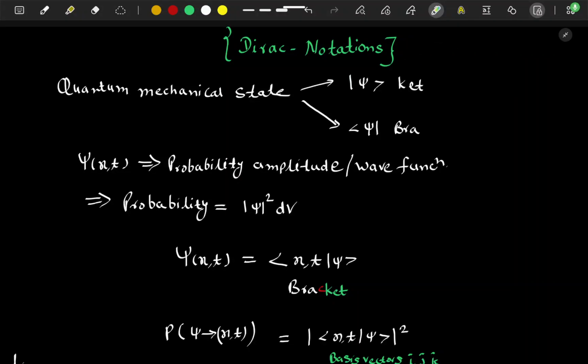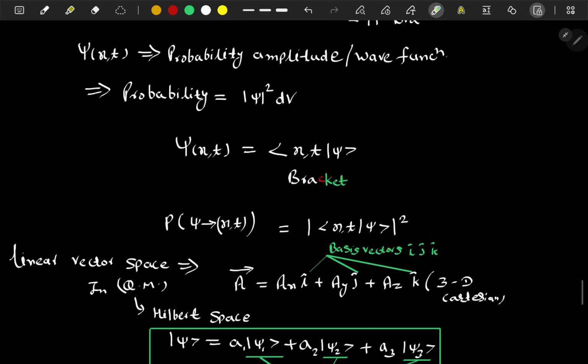Notations. So a quantum mechanical state has two forms. We have two quantum mechanical states termed as Ket and Bra. This form and this form are termed as Ket, and this form is termed as Bra. Okay. Now psi of x,t, the wave function, we say in quantum mechanics, is the probability amplitude, or we call it the wave function. This is basically the probability amplitude psi x,t.